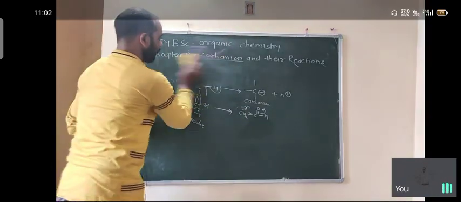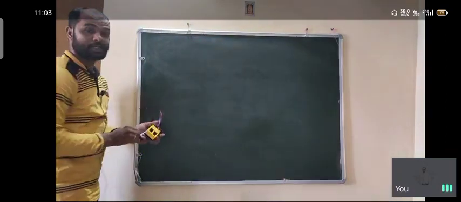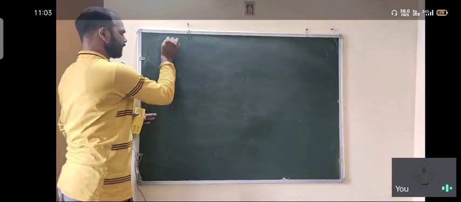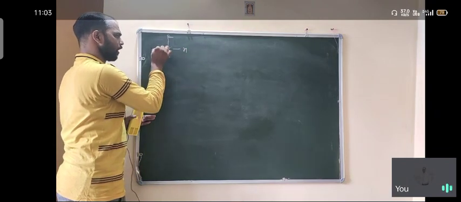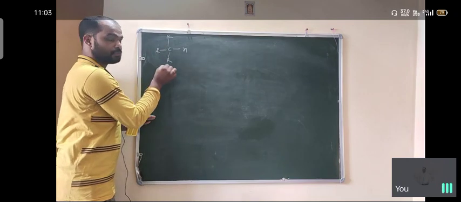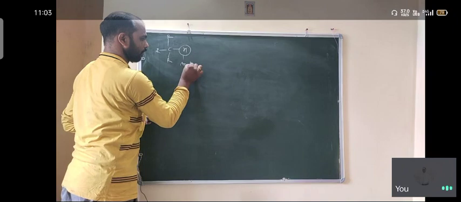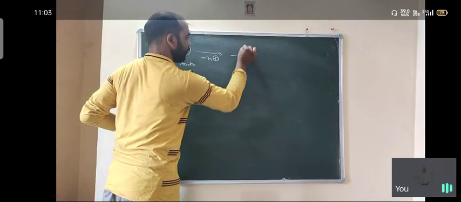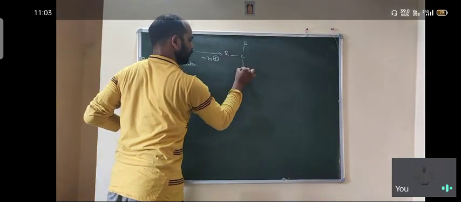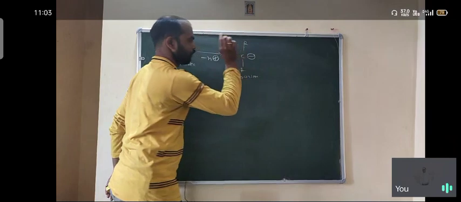Any C-H bond can behave as an acid. Here R is the substituent. Due to the presence of the substituent, if the hydrogen is acidic in nature, it will lose H plus to the base, and the negatively charged species formed is the carbanion. So this way there is a formation of carbanion.